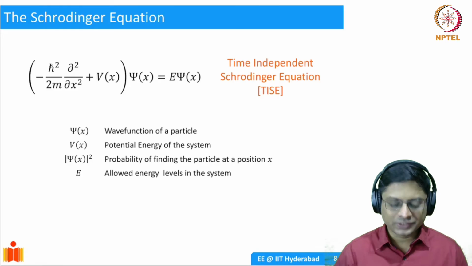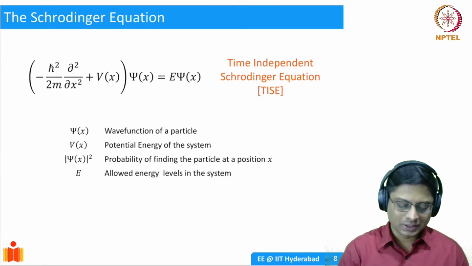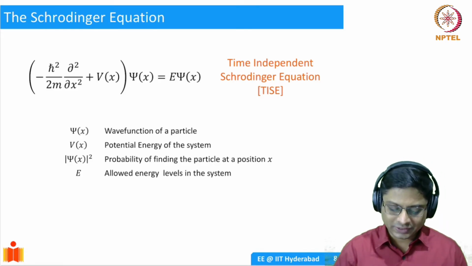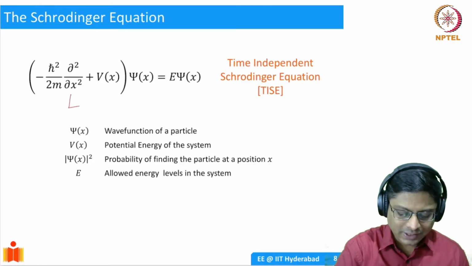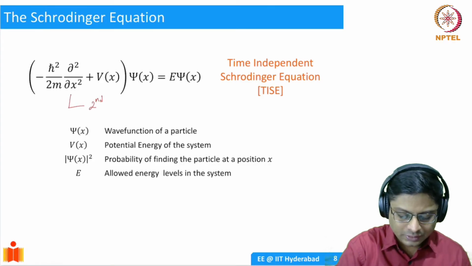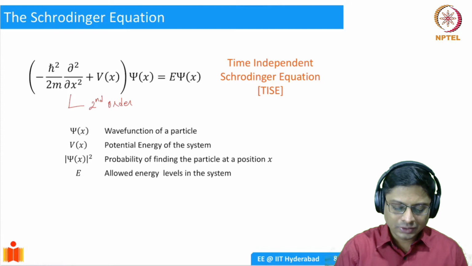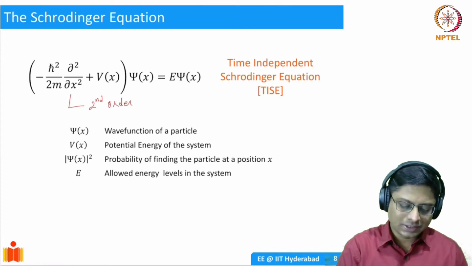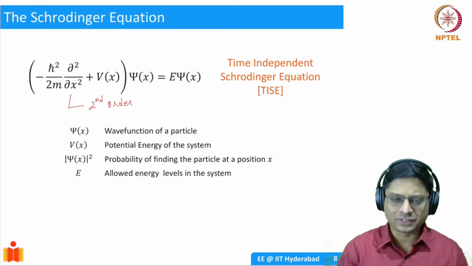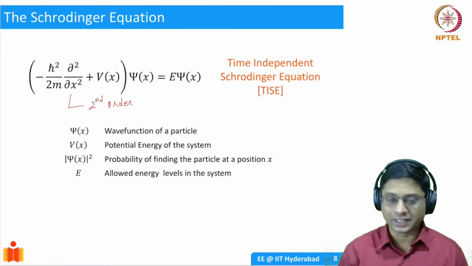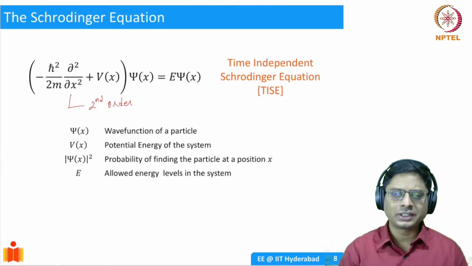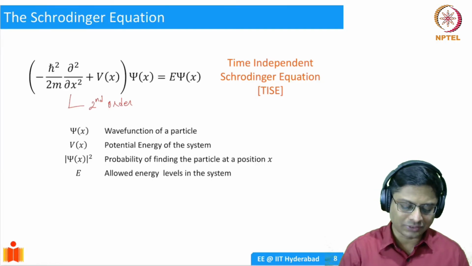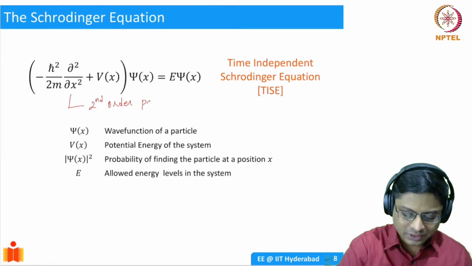Schrodinger equation is simply a second order partial differential equation. So why is it second order? Because this is the equation shown here. It has a second derivative, second order derivative. And it's a partial derivative, partial differential equation, because right now we are only showing it in terms of x. You could also have dependence on y and z, but right now we are just showing the partial derivative with respect to x. So, second order partial differential equation.